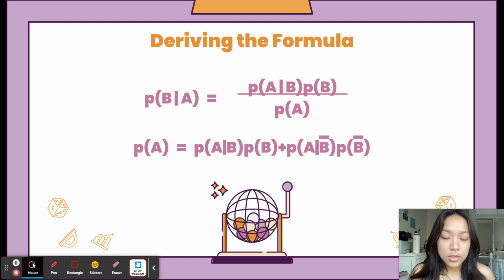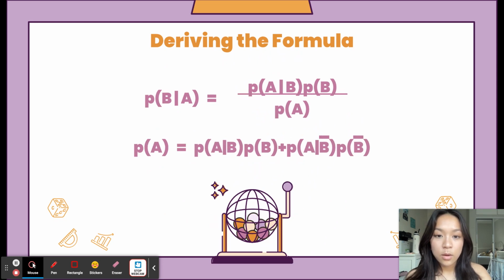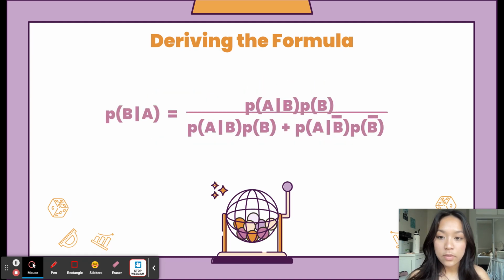So now with these two parts of the equation that we derived, we can put them together. Looking at the denominator of the first equation and our second equation underneath, we notice that they're the same. So we can substitute this out so that we get our full Bayes' theorem equation. This will leave us with B given A is equal to A given B multiplied by B divided by A given B multiplied by B plus A given B complement multiplied by B complement.